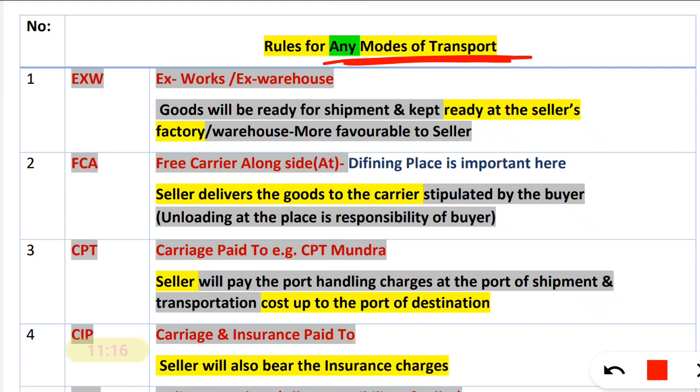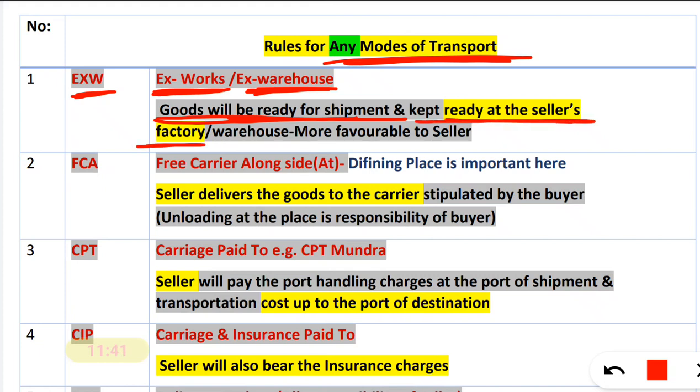Now see, EXW. What is EXW? EXW stands for Ex Works or Ex Warehouse. Now what do you mean by that? It is very simple. If you know the full form, you will get the idea about the meaning of the Incoterm. So goods will be ready for shipment and kept ready at the seller's factory or warehouse, and it is more favorable to the seller.